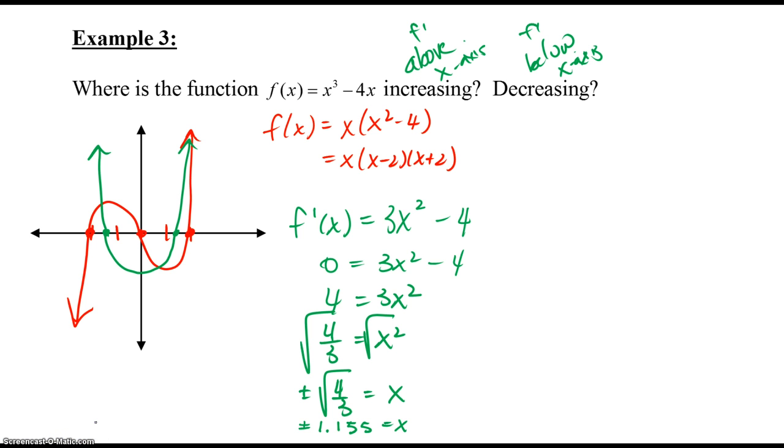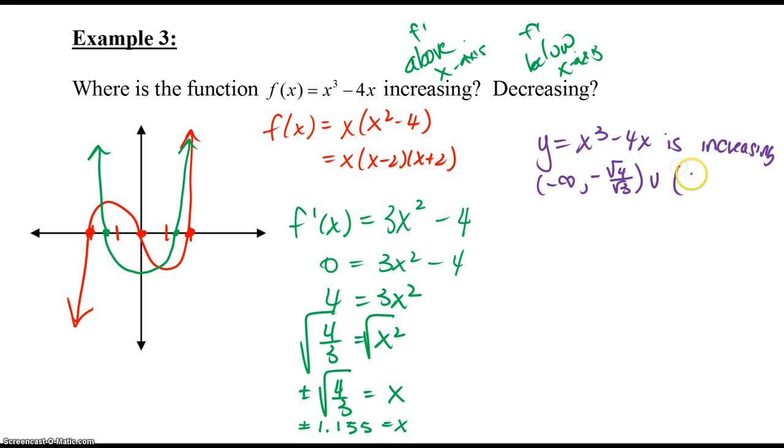Okay, so we would say y equals x cubed minus 4x is increasing. Where is it above the x-axis? Well, here is above the x-axis. So that would be negative infinity to negative root 4 over root 3 and positive root 4 over 3 to infinity, because f prime of x is positive.